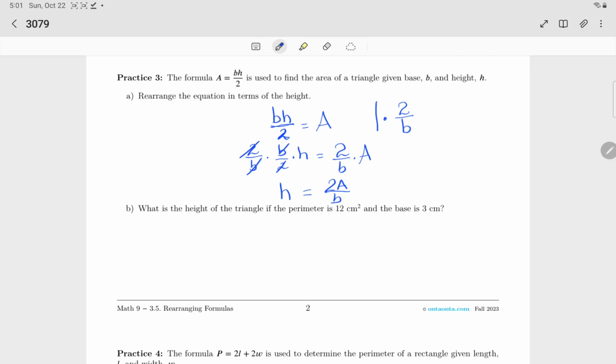Next, we're going to substitute the values. Height equals 2 times the area, which is 12 centimeters squared, divided by the base, 3 centimeters. That's 24 centimeters squared divided by 3 centimeters. The height is 8 centimeters.